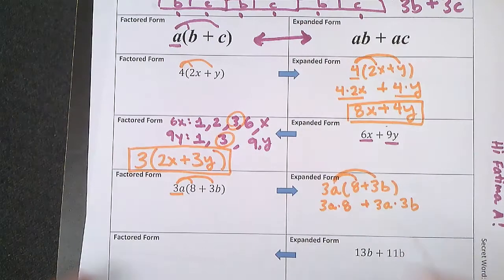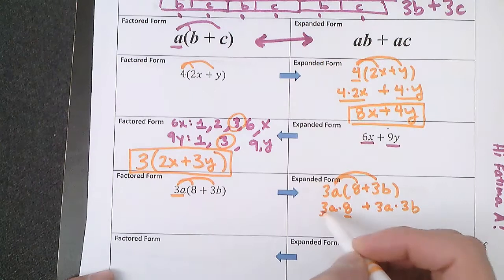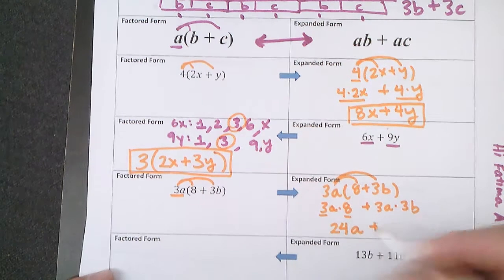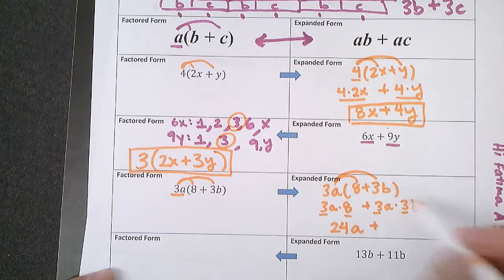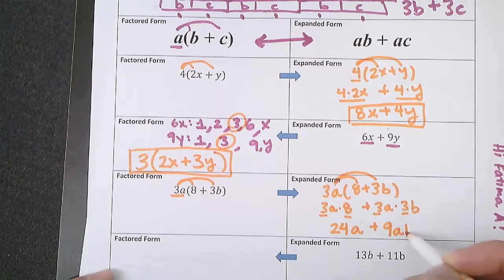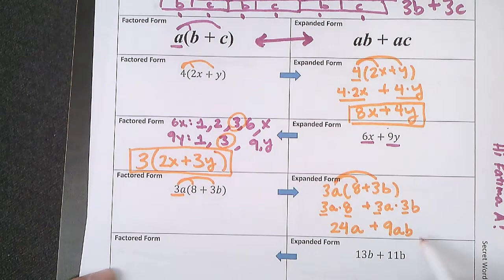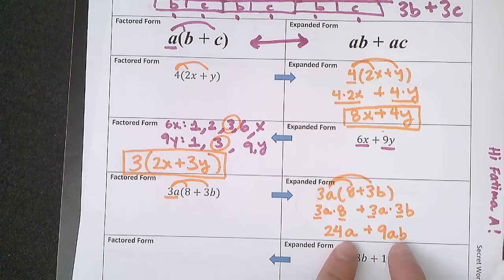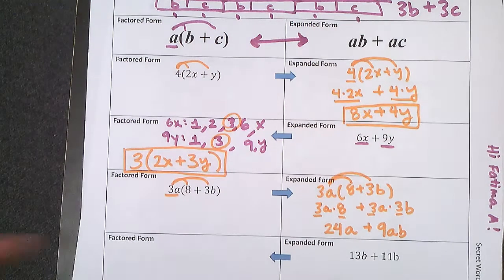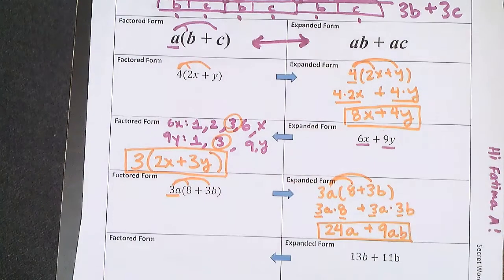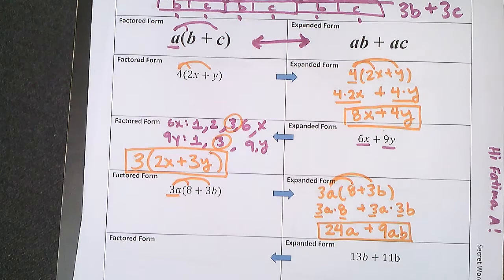3a times 8, I can combine the numbers by multiplying. 3 times 8 is 24. There's the a, so 24a, plus, I can multiply the two numbers together: 3 times 3 is 9. A times b is ab. 24a plus 9ab. Now since we're adding here, not multiplying, I can't combine them anymore because they're different variables. Here there's an a, here there's a b. They're not the same thing, so they can't be combined. There's my answer. Mushroom, if you got that right.